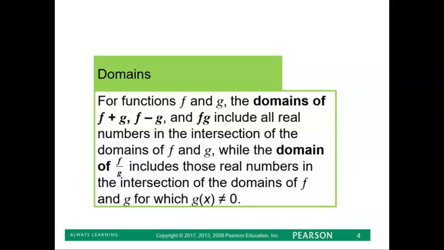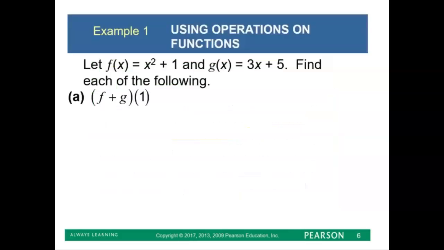In terms of the domain for f plus g, f minus g, and f times g, the domain will include all real numbers in the intersection of the domains of f and g. And so the domain of f divided by g is likewise those in the intersection, but we have to exclude 0 from our domain. So let's look at some examples.